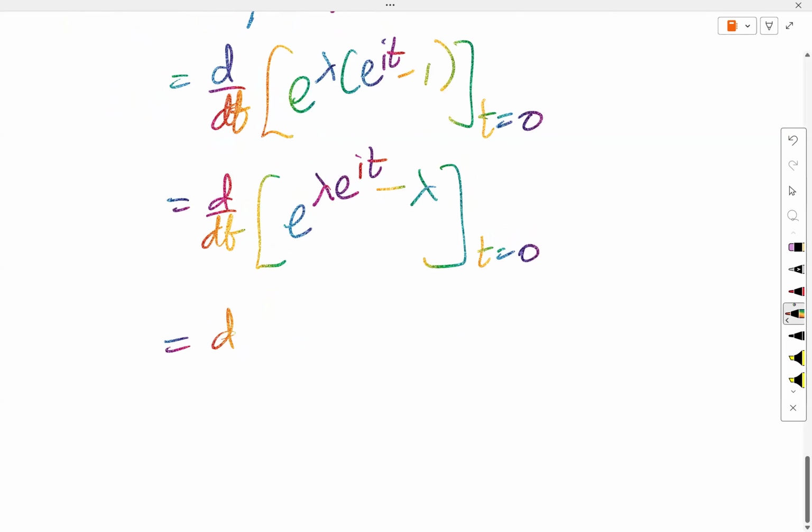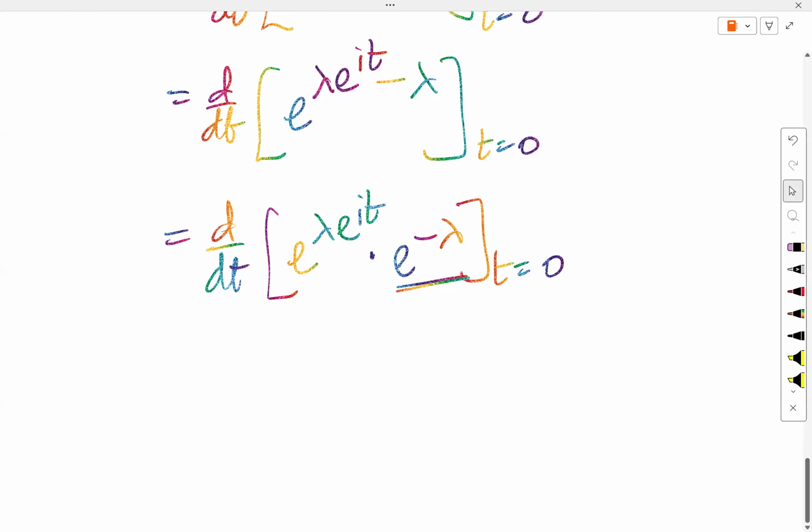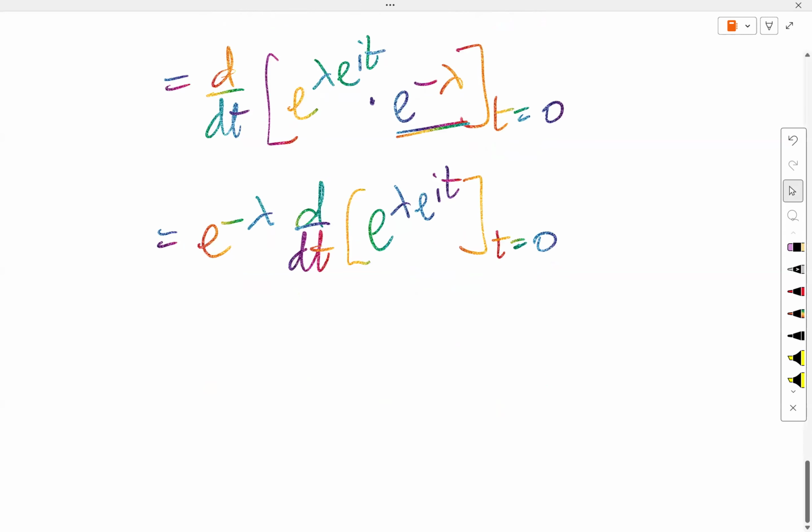Then we can further break it down to make it as easy to handle as possible. So you have e raised to power lambda e raised to power it, multiplied by e raised to power minus lambda, and you want to evaluate this at 0. This one has nothing to do with t, so you can take it outside. So you can bring e raised to power minus lambda out here. So you have d dt of e raised to power lambda e raised to power it, and you want to evaluate that at t equals 0 still.